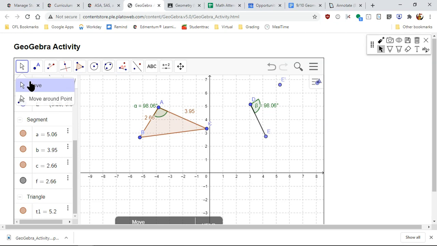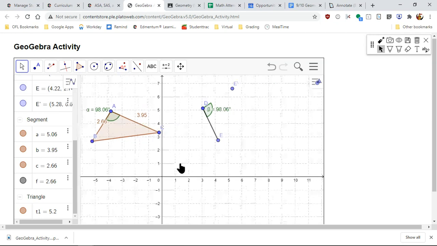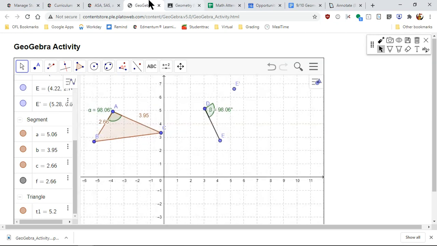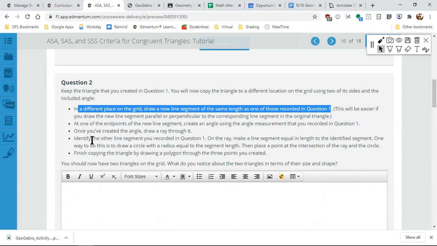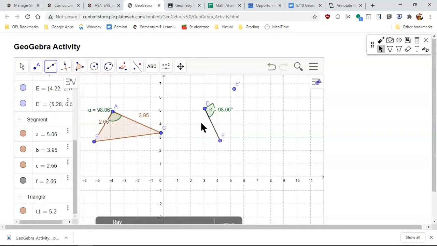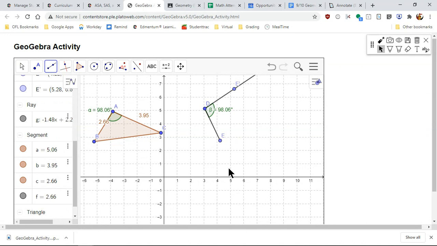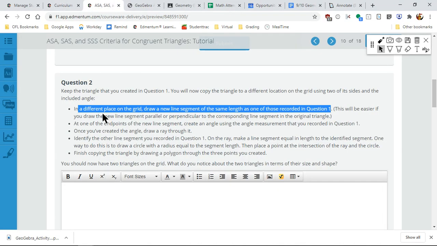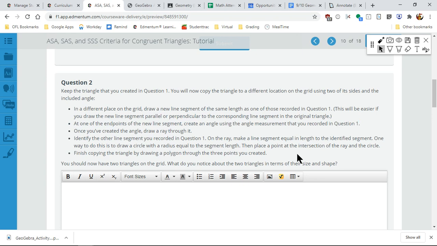And I can already tell I'm going to have to move this a little bit so I'm able to see this. You'll see that it still wants the ray to be the same. So we want to make a ray here to here. All right, and the next thing it wants us to do, once you've created the angle included in the ray, draw right through it. So I already did that part.